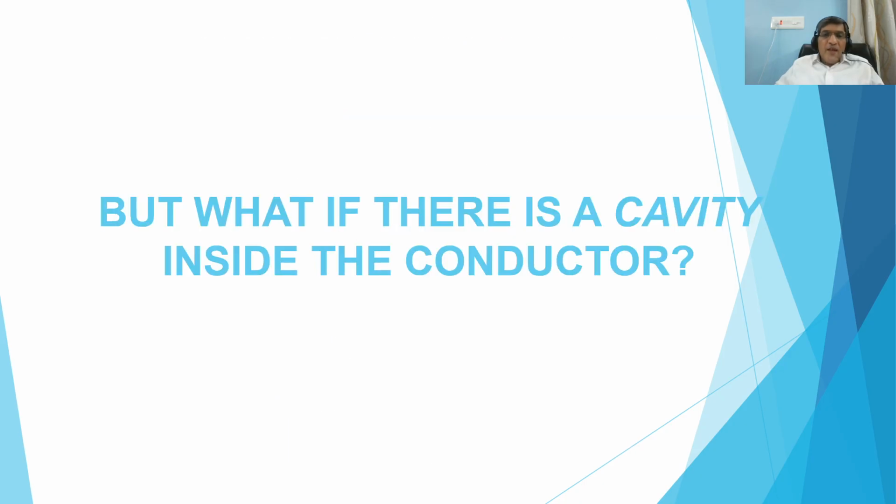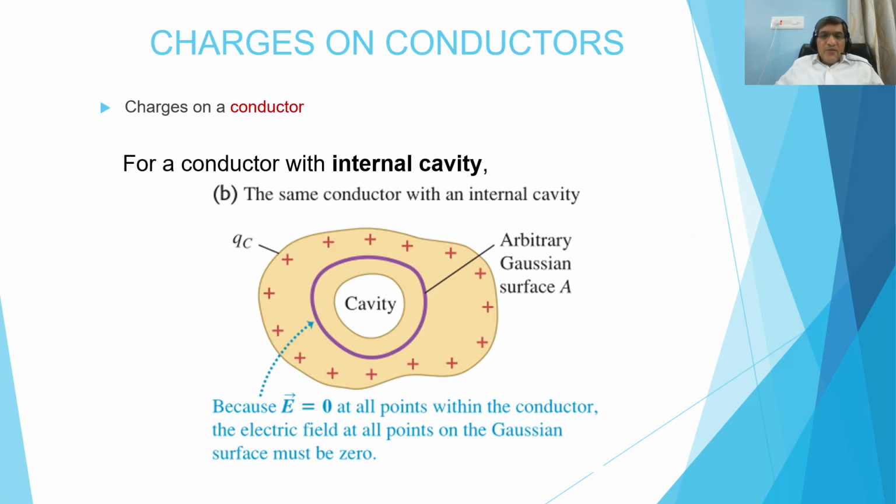So what happens if we have a cavity inside the conductor? A cavity means a hollow part which is created inside the conductor, and this cavity may or may not have some charge. If the cavity has some charge, then we have to calculate the electric field inside the cavity and outside the cavity. As you know, outside the cavity and up to the conductor radius, the electric field is zero. Any charge is only at the surface.